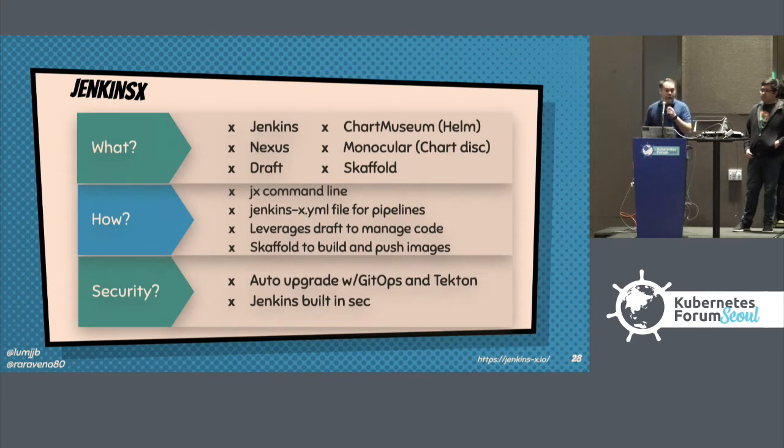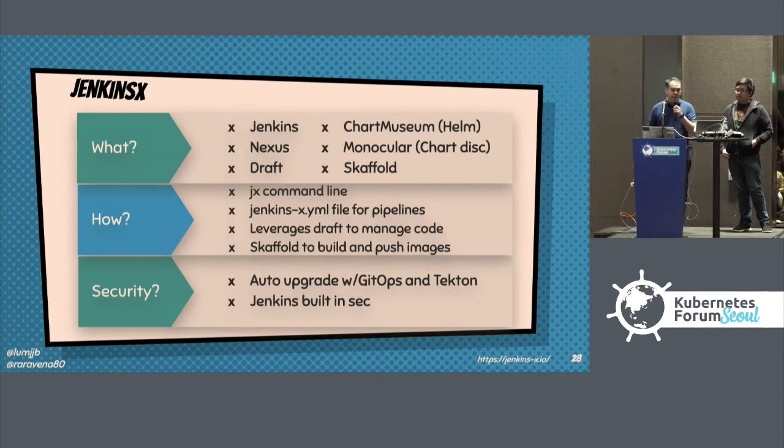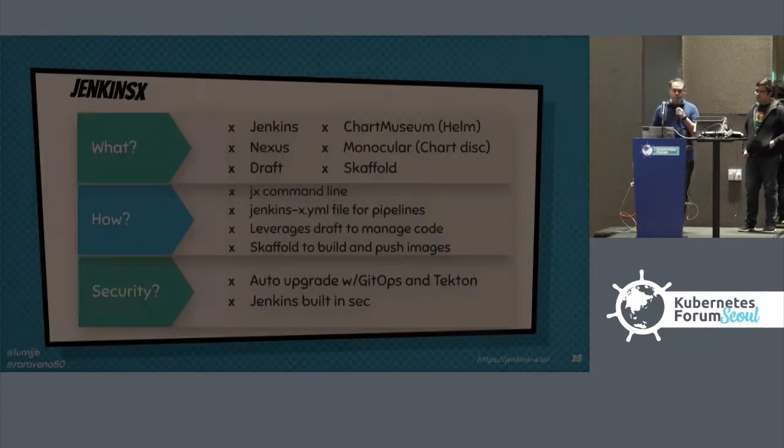It has its own command line to use whenever you want to start the pipelines, and you can define that using its own YAML configuration file. In terms of security, it can use the existing security mechanisms in Jenkins, for example, LDAP integration or integration with IDP providers. So all the different mechanisms that are supported in the Jenkins plugins. And then it has this nice feature to do auto upgrade using GitOps and Tekton.